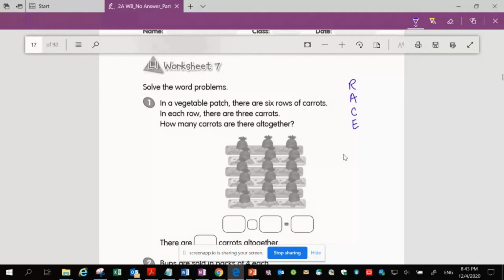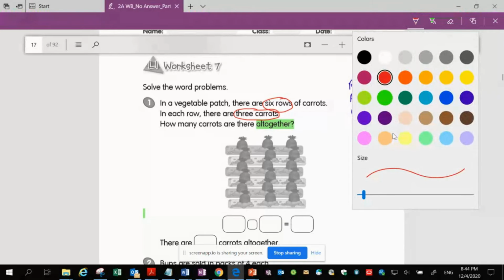Let's do the annotation part now. First, we want to see what numbers are there in the question and how we can join the numbers together with the words. We have 6 rows, so I'm going to use a pen over here. I will circle 6 together with the word rows, as well as 3 with carrots. What are the other important keywords here? I'm going to use a green highlighter, and you can see the word that is tagged along with the question mark is "altogether".